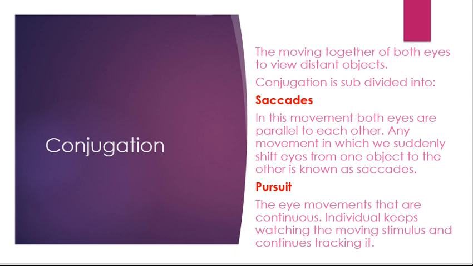So, on the other hand, what is pursuit? The eye movements that are continuous and uninterrupted. For example, the sequence of eye movements when tracking a moving object is a pursuit. We are not shifting the vision, our eyes are not working parallel, but when we track a moving object, this movement is pursuit. In this movement, the individual keeps watching the moving stimulus and continues tracking it in whatsoever direction it is moving. So, this is one of the functions of the eye, conjugation.